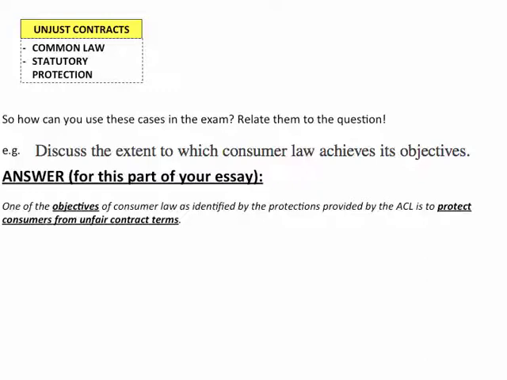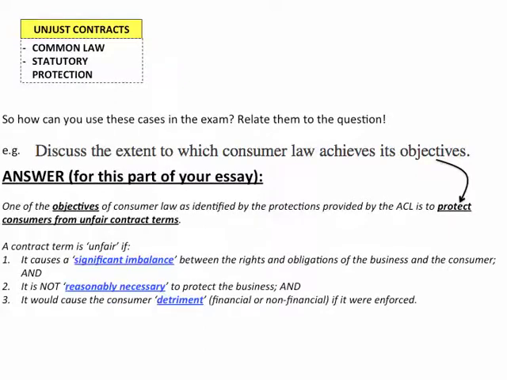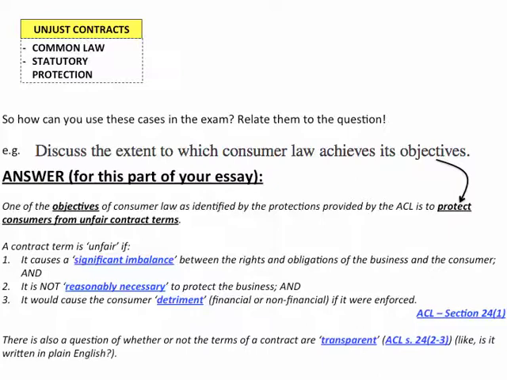So one section of your essay might say one of the objectives of consumer law, as identified by the protections provided by the SEL, is to protect consumers from unfair contract terms. Like that is the objective, the goal, right? And then you would explain what an unfair contract term is: if it causes significant imbalance, is not reasonably necessary, and causes detriment, and say where that comes from. And there is also a question of whether the terms of a contract are transparent, right?